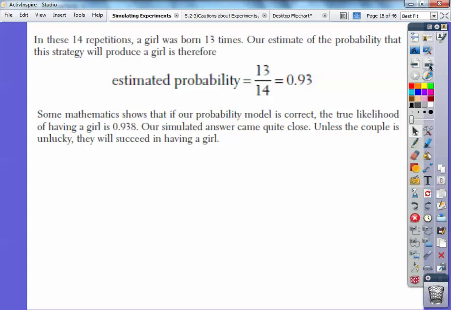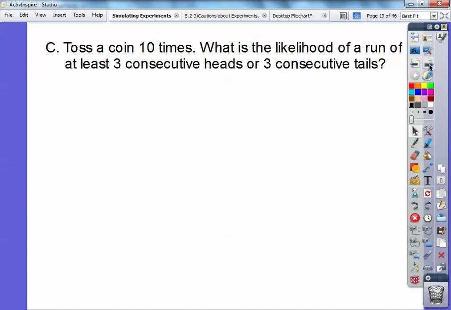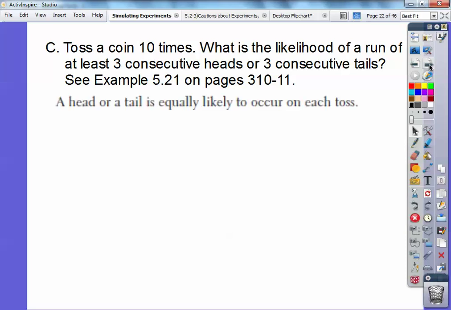Okay, so let's try something else here. We're going to toss a coin 10 times. What's the likelihood of a run of at least 3 consecutive heads or 3 consecutive tails? And we're going to toss it 10 times. So here we go. We're going to use example 521 on pages 310 and 311.